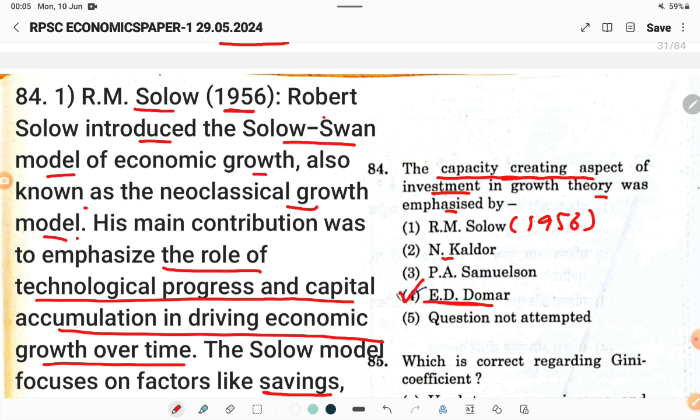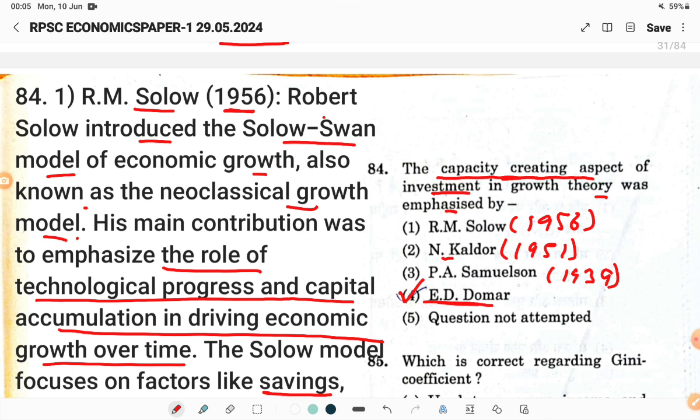1956 emphasized technological progress and capital accumulation. Nicholas Kaldor in 1957 focused on demand side factor, increasing returns to scale and structural change. And Samuelson, 1939, contributed to the Harrod-Domar model, emphasizing the role of investment in maintaining full employment and generating growth.